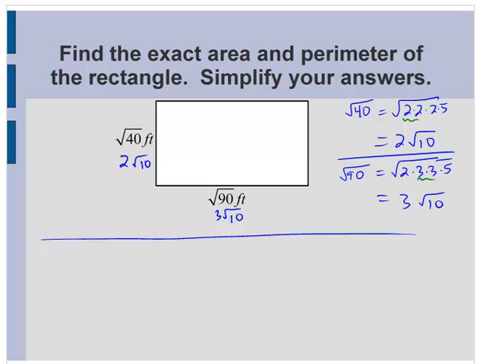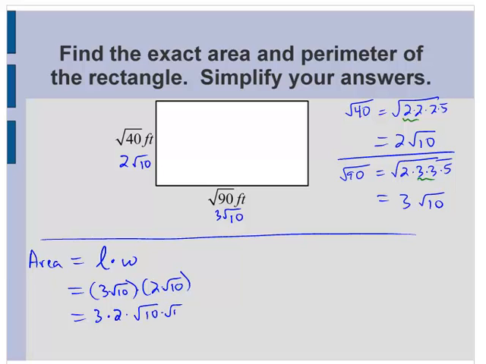Alright, so first the area. Well, the area, recalling from a previous chapter, is length times width. And so that would be 3 times the square root of 10 multiplied by 2 times the square root of 10. And let's see, rearranging and regrouping. This is all multiplication. That would be 3 times 2 times the square root of 10 times the square root of 10. And that would be 6 times the square root of 100. Well, the square root of 100 is 10, so I have 6 times 10, which is 60. And we would have square feet on that. So 60 square feet is the area.